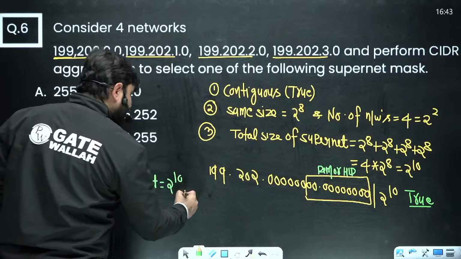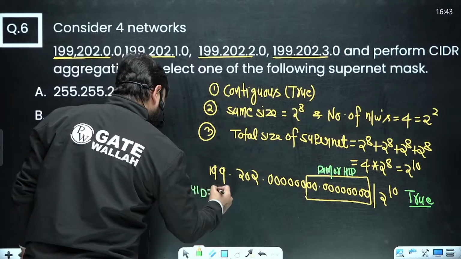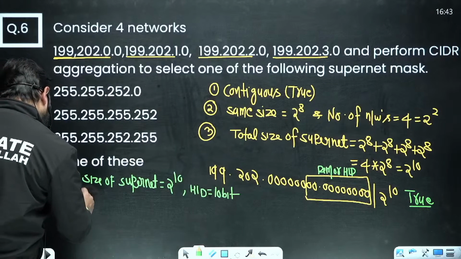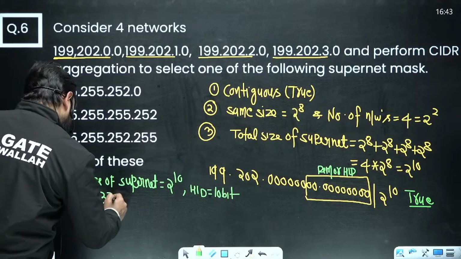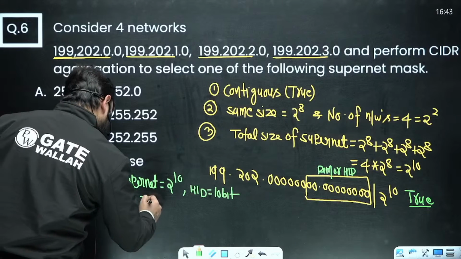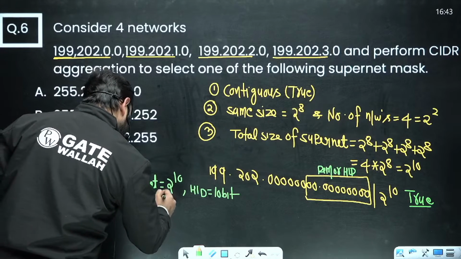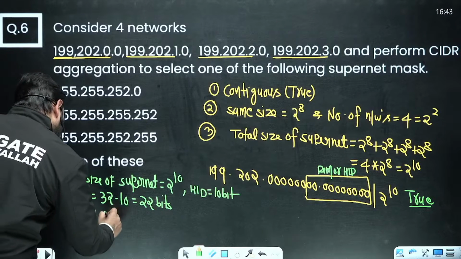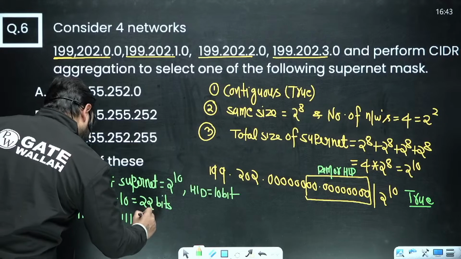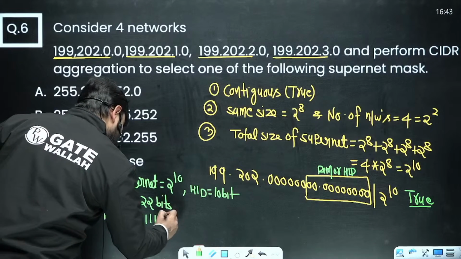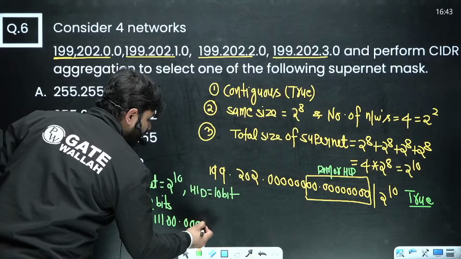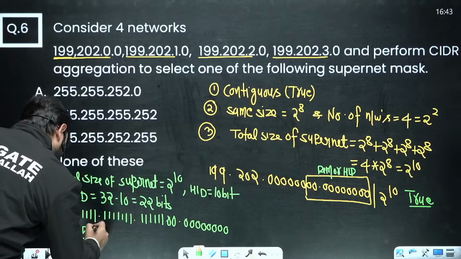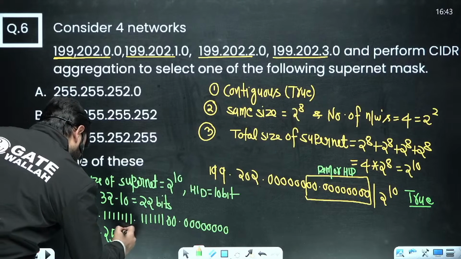So it means the host ID is 10 bits. What is the network ID? It is 32 minus 10, which is 22 bits. So we have 8 ones, 8 ones, 8 ones and 8 ones counted out, which gives the supernet mask 255.255.252.0.